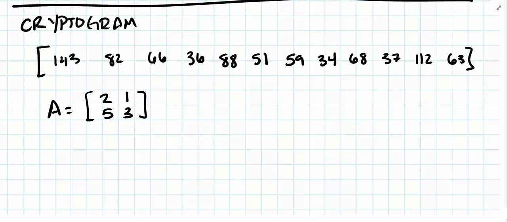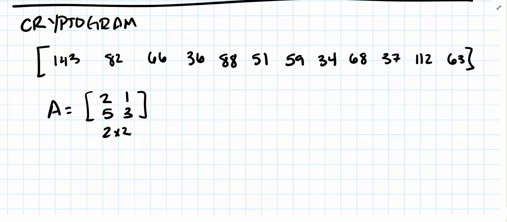Okay, ladies and gentlemen, this is a cryptogram. This is a series of digits that's been encrypted by a code. And the encryption code is in that 2 by 2 matrix. So this 2 by 2 matrix was used to create this cryptogram right here. And our job is to decode this cryptogram. And we're going to do it by using matrices and inverse matrices.